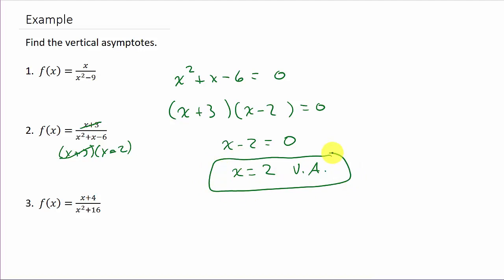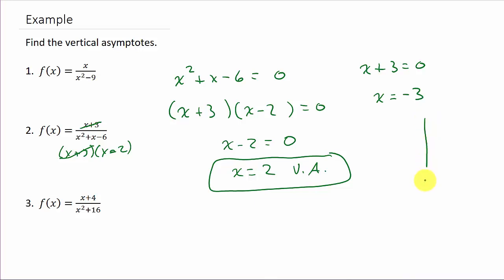Now you might think, well, if we take the x plus 3 factor and set it equal to 0, we get x equals negative 3. So what happens there? Well, there's no vertical asymptote. Let me sketch the graph just real quick for you.